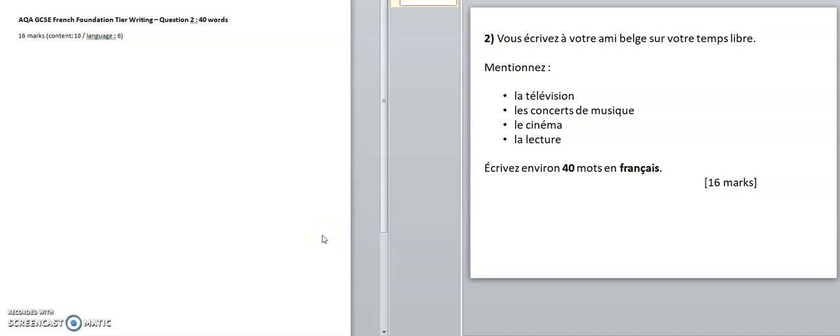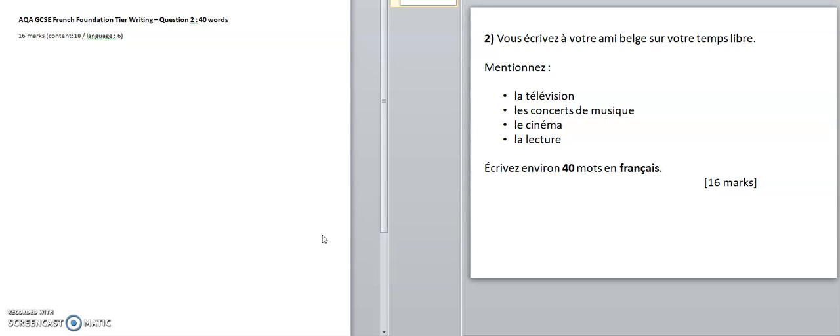Hello there. What we're going to do now is tackle question 2 of the AQA GCSE French Foundation Tier writing paper. Question 2 is always the 40-word question, which is worth 16 marks, which is a big chunk of our 50. And when you think that the difference between a grade 3 and a grade 4 in 2018 in the writing paper was just 9 marks, 16 marks is a fair old chunk, and we need to make sure we get as many of those as possible.